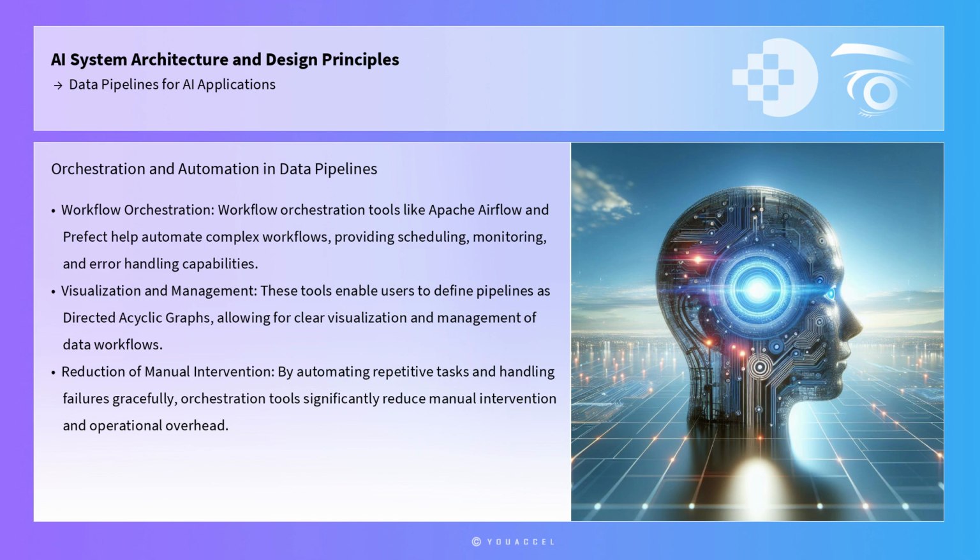In constructing data pipelines, orchestration and automation are crucial for ensuring smooth and reliable operations. Workflow orchestration tools like Apache Airflow and Prefect help automate complex workflows, providing scheduling, monitoring, and error handling capabilities. These tools enable users to define pipelines as directed acyclic graphs, allowing for clear visualization and management of data workflows. By automating repetitive tasks and handling failures gracefully, orchestration tools significantly reduce manual intervention and operational overhead.